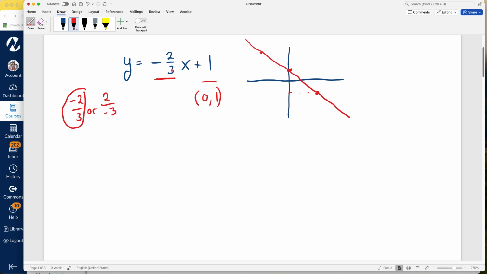Okay, so that's just a way of thinking. But if I have a negative slope, how would I describe this line? This line increasing, decreasing? It's decreasing. It's a decreasing line. So whenever we have a negative slope, we're going to get a line that's decreasing.